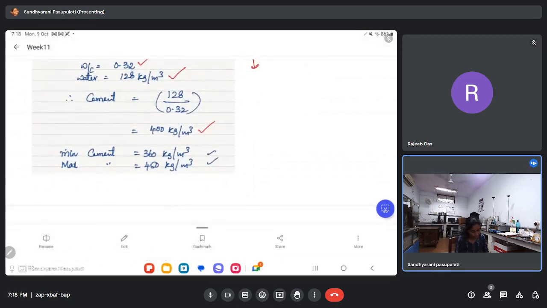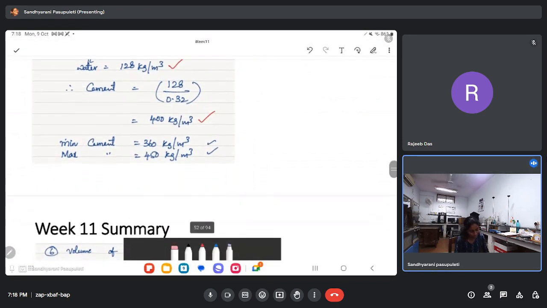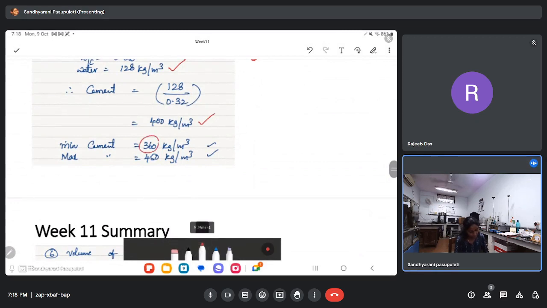Here we have to check. We have a minimum cement criterion of 360. Yes, our value is more than that. And also a maximum of 450. Yes, our value is less than that. Thereby we can proceed further.